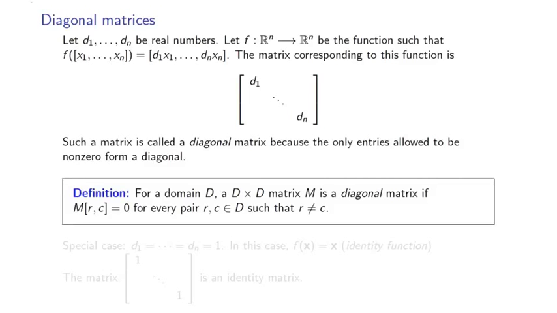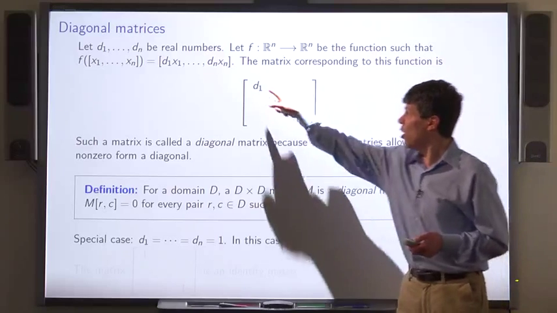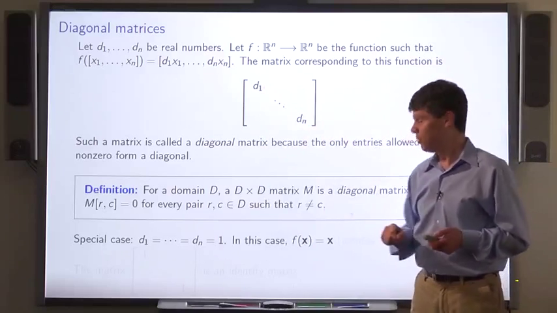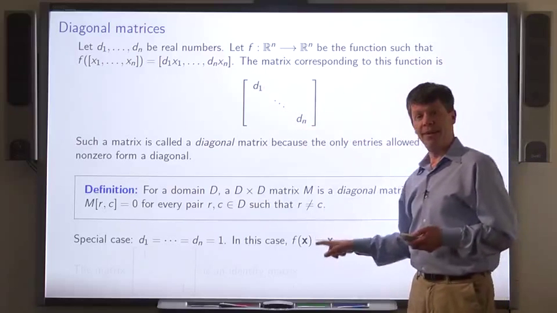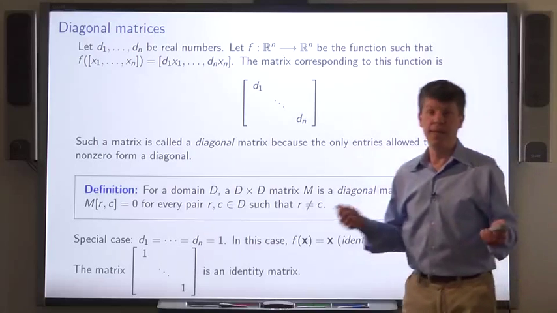All the entries off the diagonal are required to be 0. Now, a special case is where all the diagonal elements are 1. In that case, the function is the identity function, and the matrix is the identity matrix.